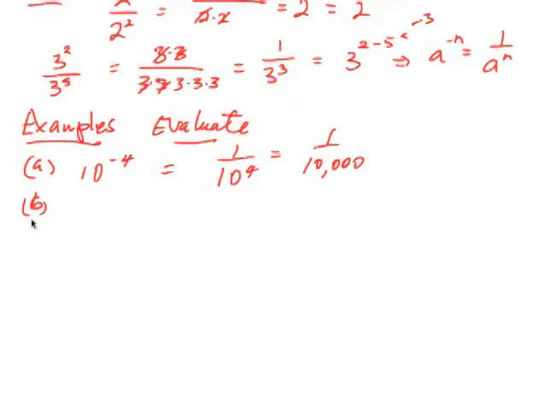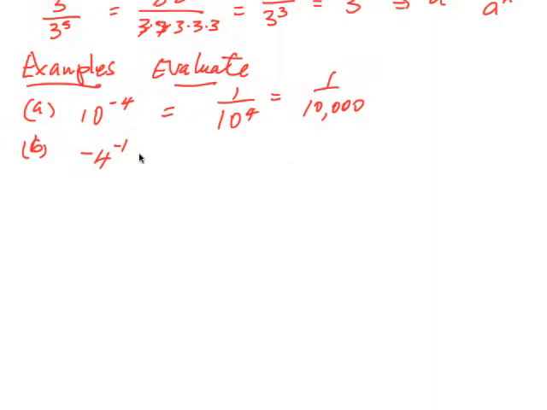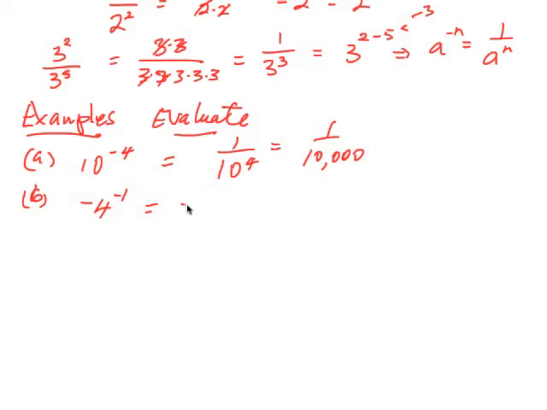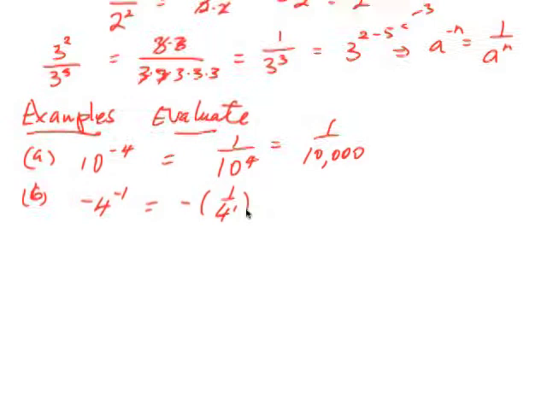Alright, let's do another one. Let's suppose we have negative 4 to the negative 1. Now please remember that the 4 is the only thing being raised to the negative 1. So this will be the negative of, if you like, if I use parentheses, I don't have to, 4 to the negative 1. So this is really negative 1 quarter.